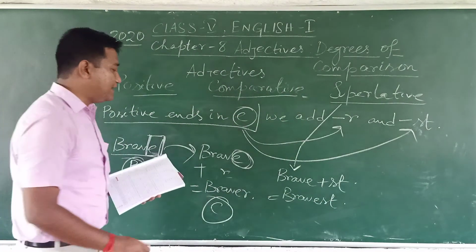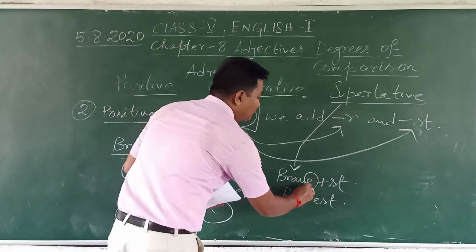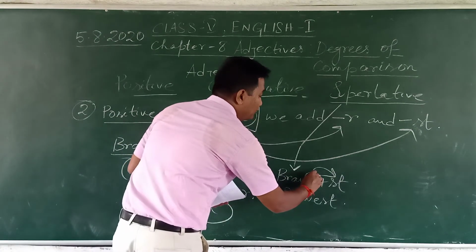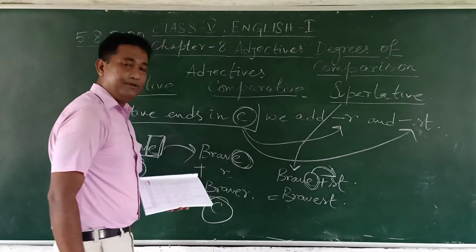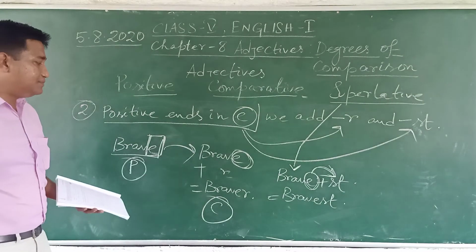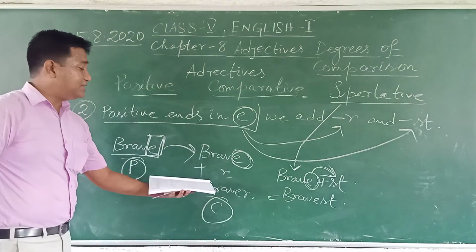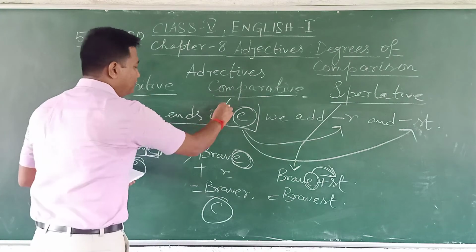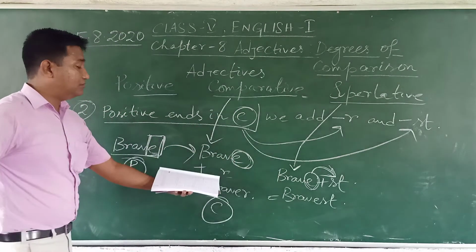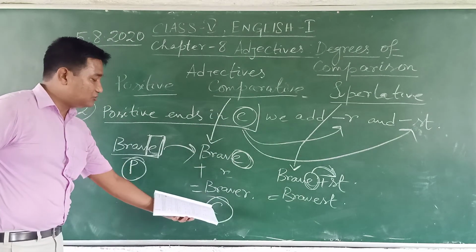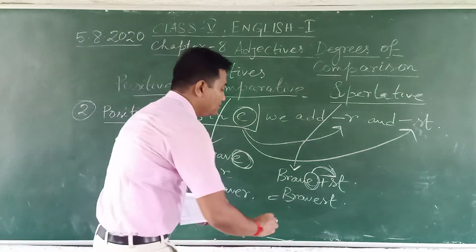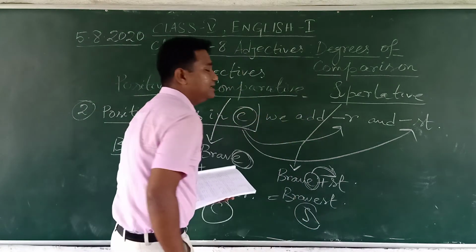B-R-A-V-E-S-T, bravest. Okay. Why? Because this E is there. For that we are using ST. You see this diagram, see this method. As E was there, for that in comparative form we are using brave R. So brave R, comparative, and bravest in the superlative form we are using ST.